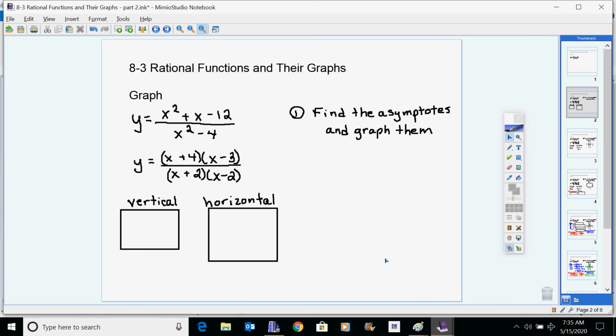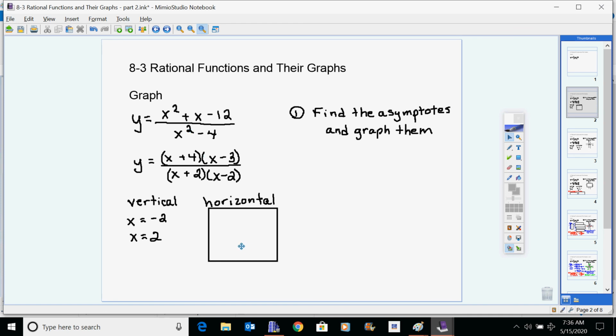Nothing is canceling out. So since nothing is canceling out, what we need to take a look at is finding vertically. Vertically goes with the denominator. So x equals -2 or x equals 2. So those would be this way.